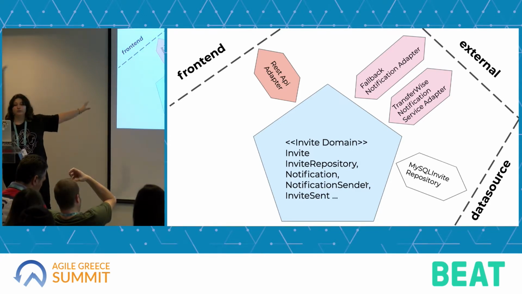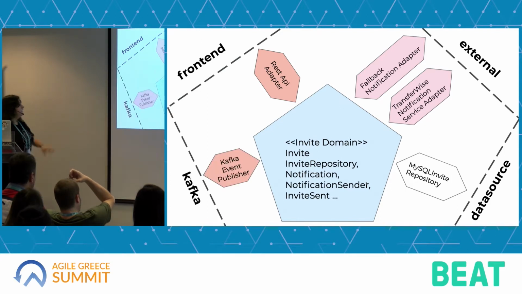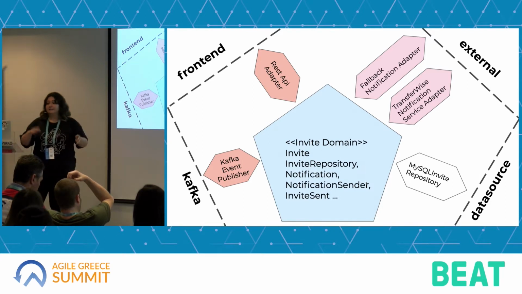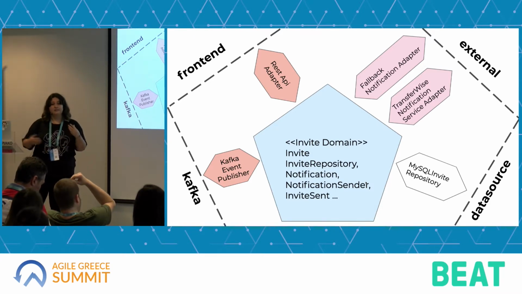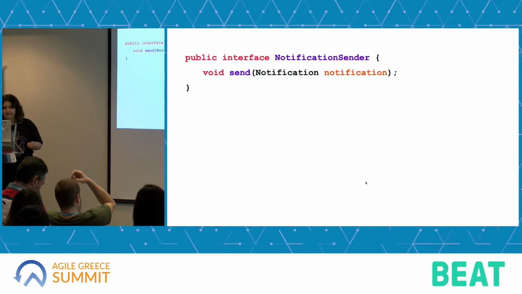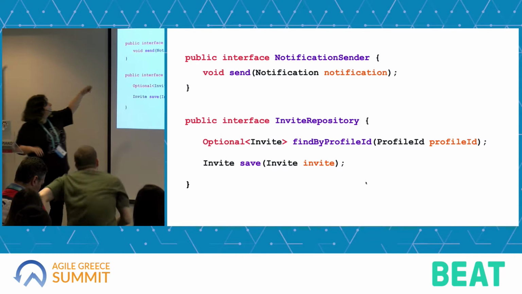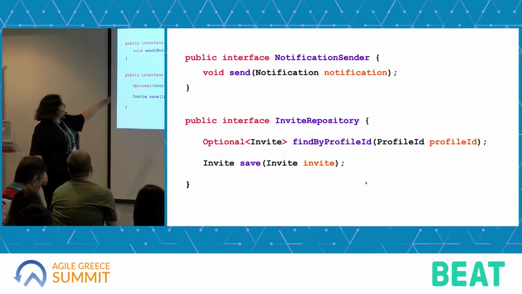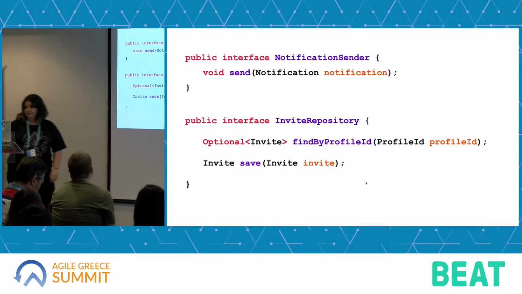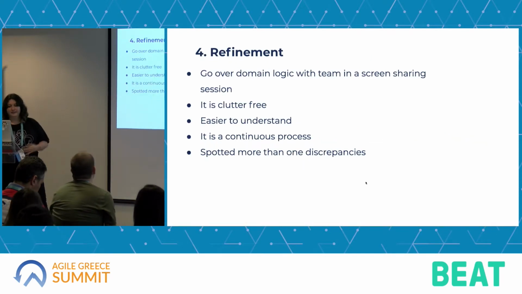However, I want to talk to the front end, do I even want to talk to the front end? And these are more, let's say, technical implementation concerns. They are not the business concerns immediately. And this is what the interfaces look like. I can send the notification, and I can find a profile by its ID, and I can save an invite. I find the invite by profile ID.